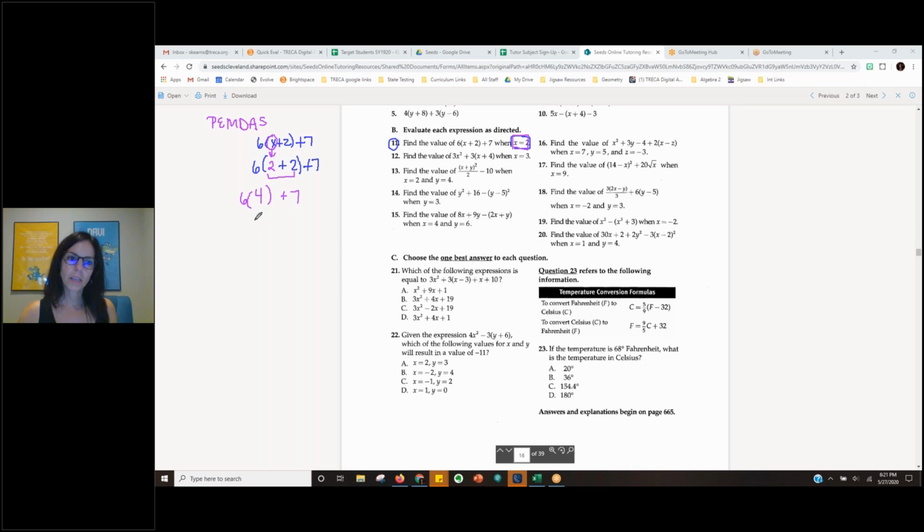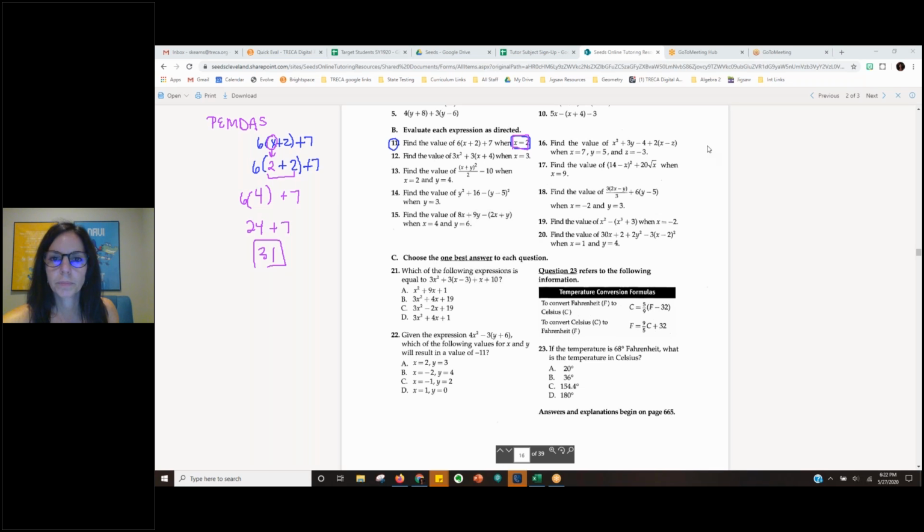So I did the parentheses, and I'm going to multiply. 6 times 4 gives me 24. And I'm going to add these 2 together. So this gives me 31. So that's my final answer. So again, simplifying is when you have this whole big long expression and you kind of just clean it up a little bit. Evaluate, they're going to give you a number, you're going to pop it in, and you're going to evaluate what would happen if that number was replacing your letters. And letters are called variables.